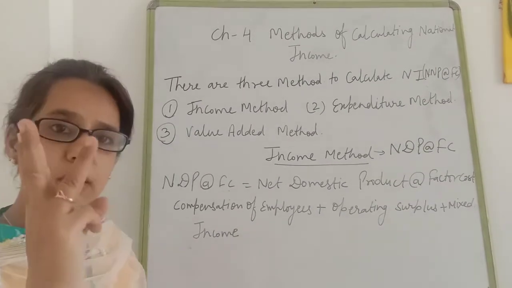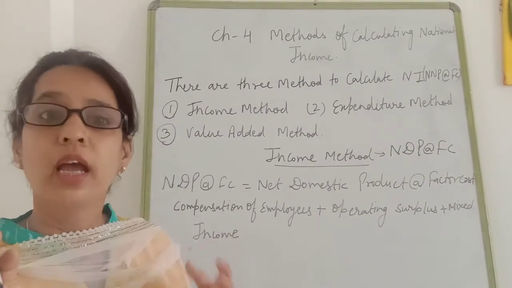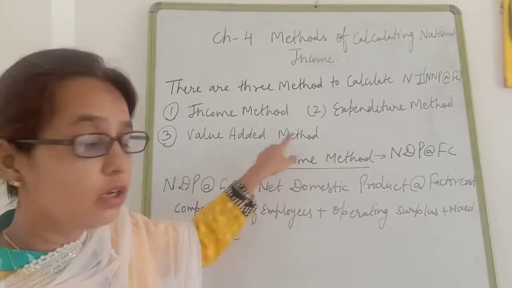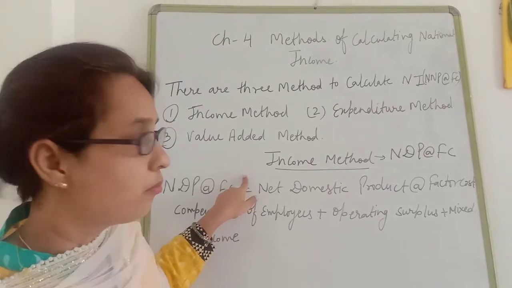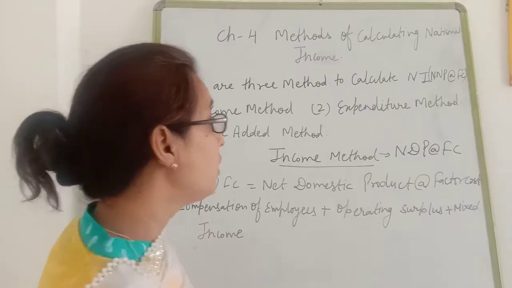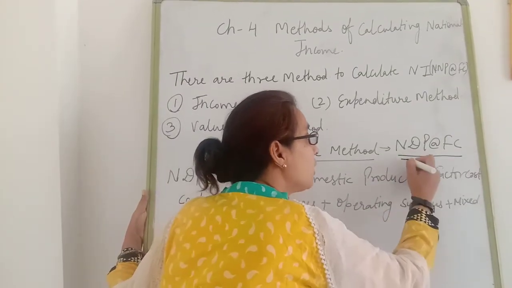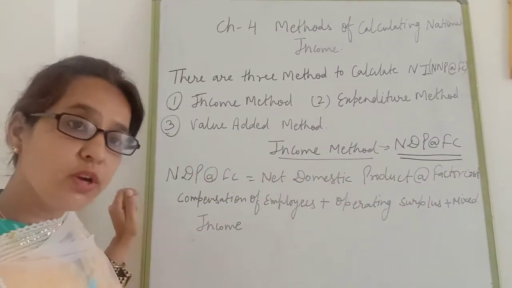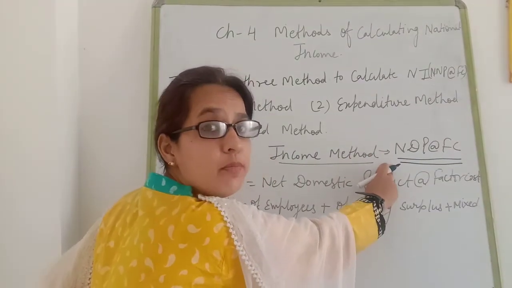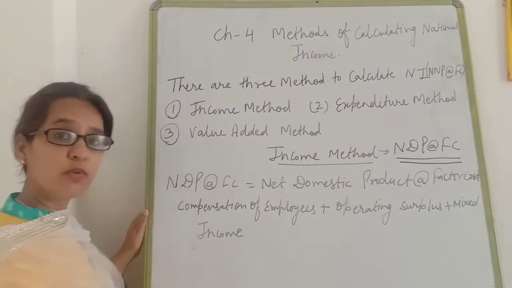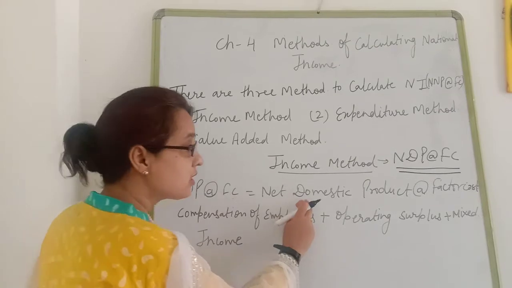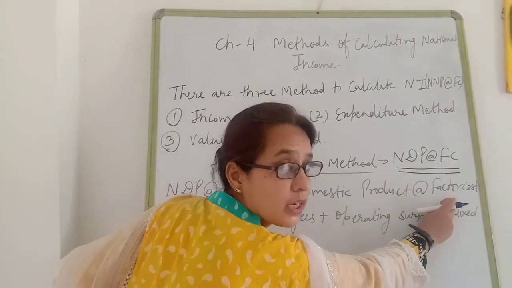Now there are three methods to calculate national income, that is income method, expenditure method and value added method. Today we will discuss income method. First of all, make sure that from income method we are going to calculate NDP at FC, which is a very important point. What is the full form of NDP at FC? That is net domestic product at factor cost.